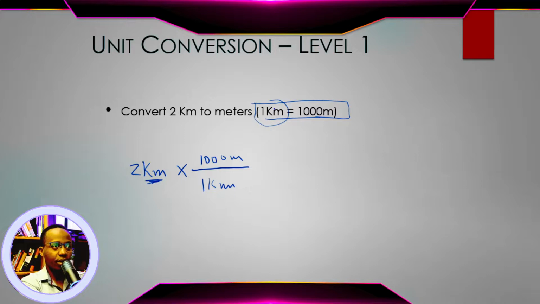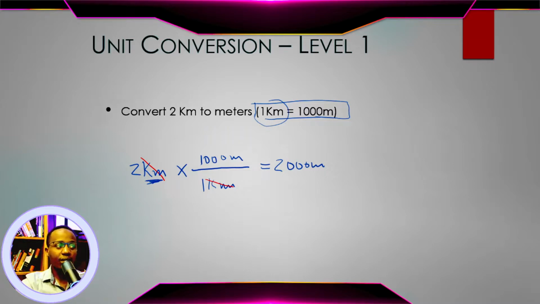Very important. And why do we do that? This is so that the kilometers can cancel out. So this one is going to be equal to 2,000 meters. Now, guys, you might look at this and be like, oh, that's easy. I'm not going to be using the fraction method. I'm just going to multiply. But that's where a lot of students get caught up, because you're not always multiplying, right?